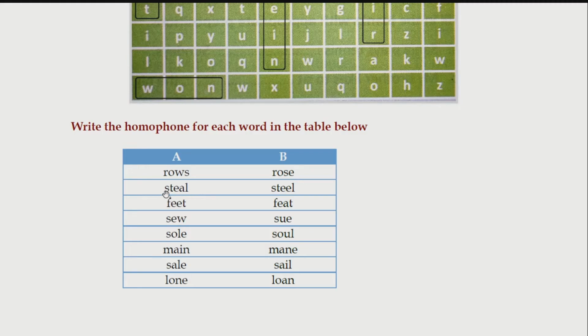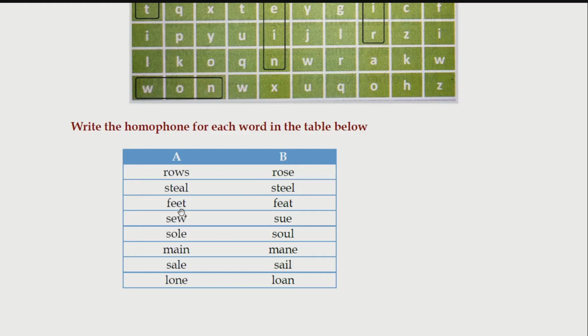Next one, STEAL, steal. This means chori karna, and the homophone for this word is STEEL. And this steel means loha. You also have your compass boxes which are made of steel. You also have water bottles that are made of steel.